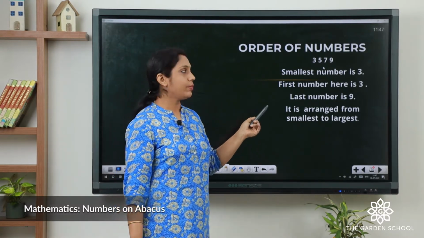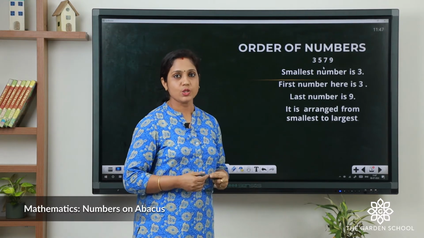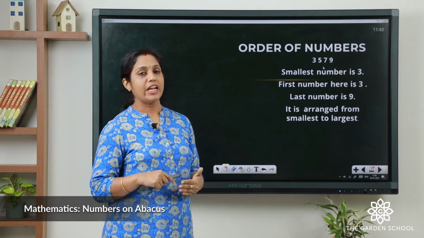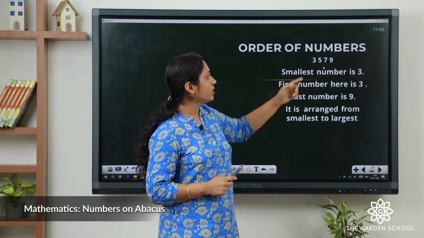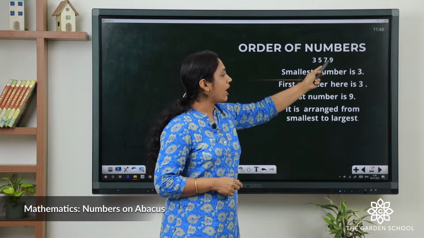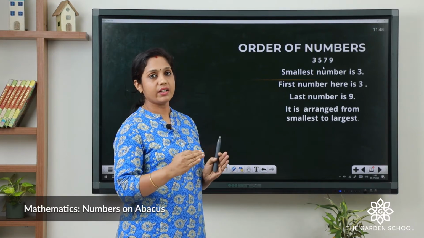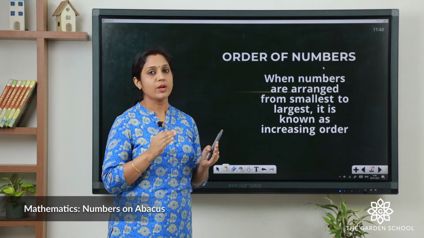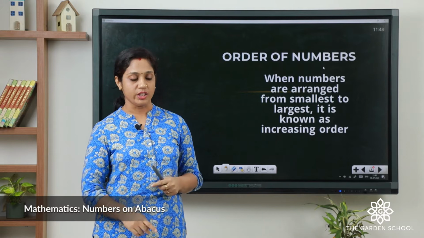Let's take another example, 3, 5, 7, 9. Here also we can see the numbers are increasing. Which digit did we write first? We wrote 3 and then 9. So here the smallest number is 3 and the last number we have written is 9. Here also we can say the numbers are increasing. So when numbers are arranged from smallest to largest, we say that it is an increasing order.